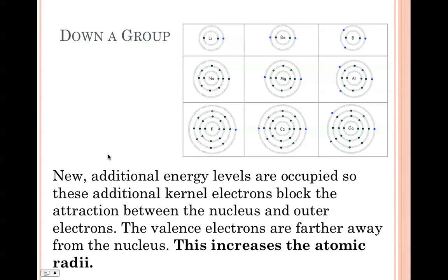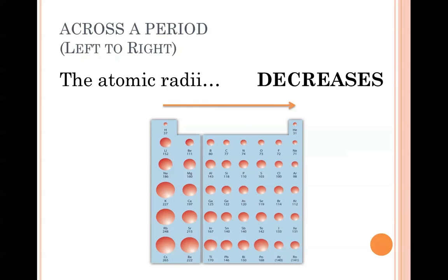So again, just to recap, the new additional energy levels as you move down a group are occupied. So these additional kernel electrons are going to block the attraction between the nucleus and outer electrons. Our valence electrons then end up farther away, which increases the size and the atomic radii. So compared to lithium, this one valence electron only has 2 electrons blocking it in the nucleus. However, with sodium, we now have 10 electrons that are between the nucleus and the valence electron. So more shielding, they're blocking the attraction, so the valence electrons can be further away, increasing the atomic radius.